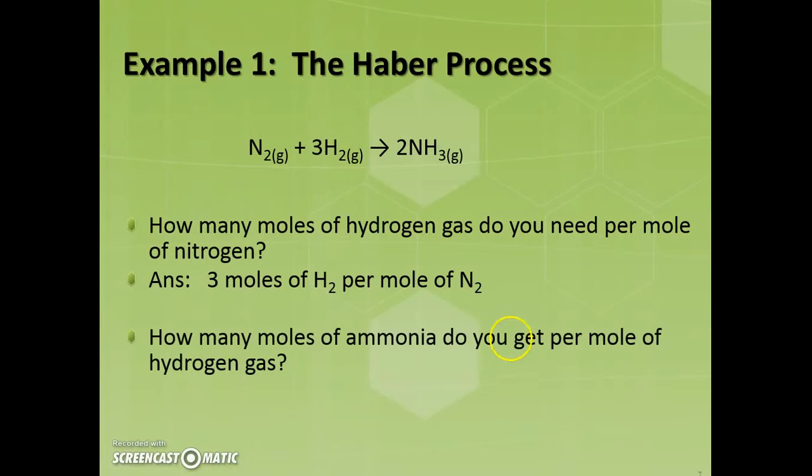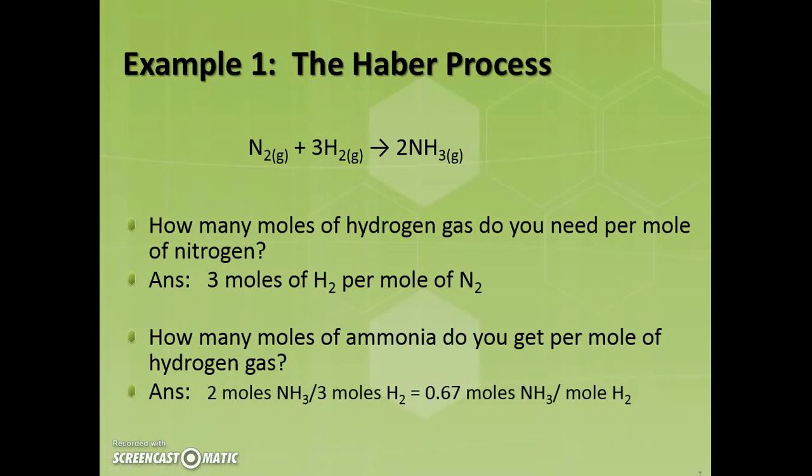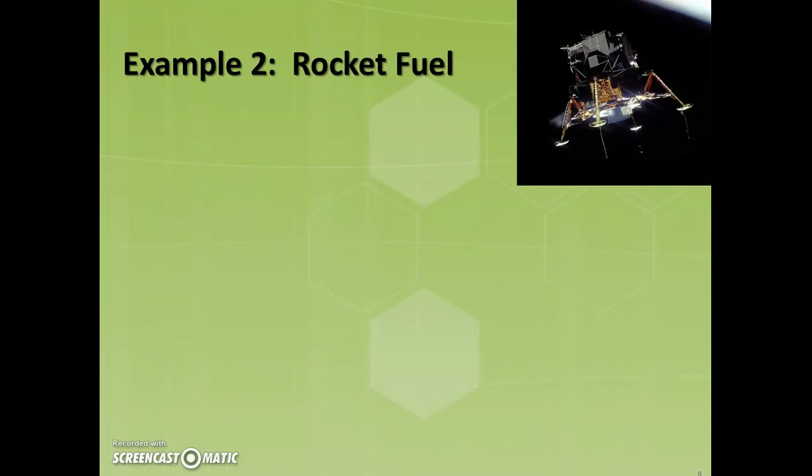Okay, let's try another one. How many moles of ammonia can we expect per mole of hydrogen gas we put in? Well, we can see that we can expect 2 moles of ammonia for every 3 moles of hydrogen gas. 2 moles of ammonia for 3 moles of hydrogen gas. And we can simplify that to say 0.67 moles of ammonia per mole of hydrogen. And this is stoichiometry.